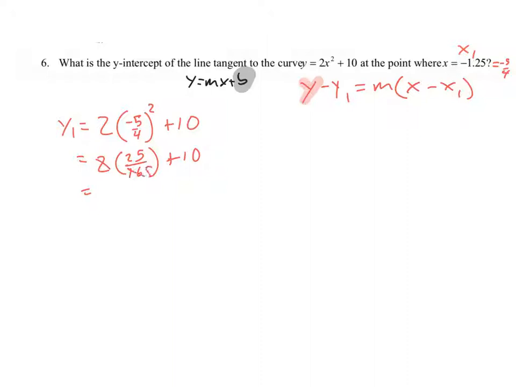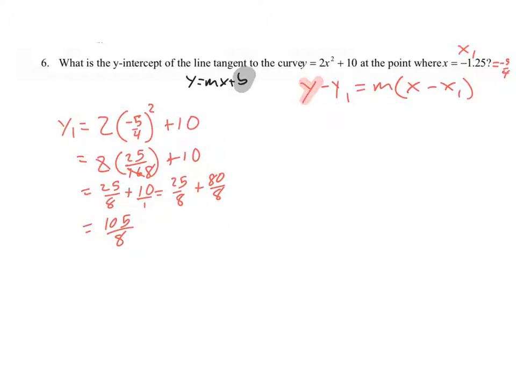You could cancel that out, make that an 8. So I have 25/8 plus 10. Well, that's kind of like 10 over 1. So that's kind of like 25/8 plus 80/8. So what is that? It's 105/8. Which we could get a decimal for too, but this will be fine for now.